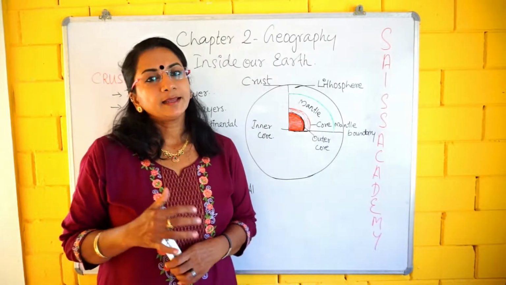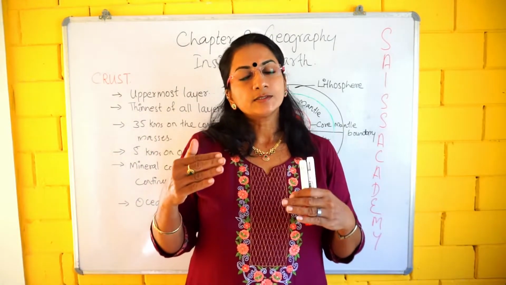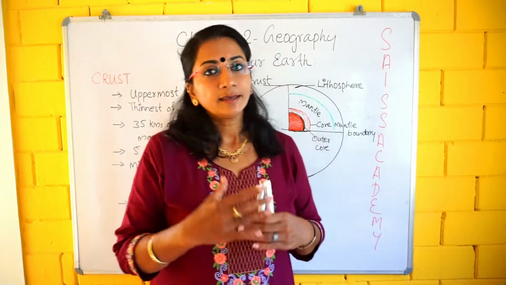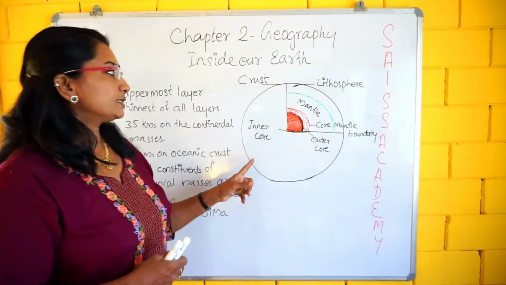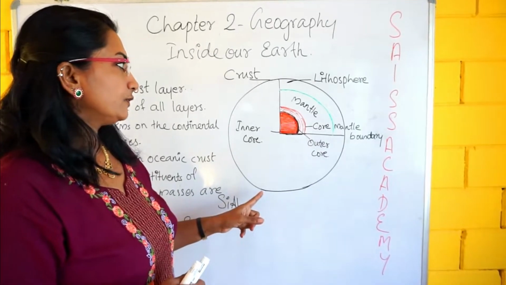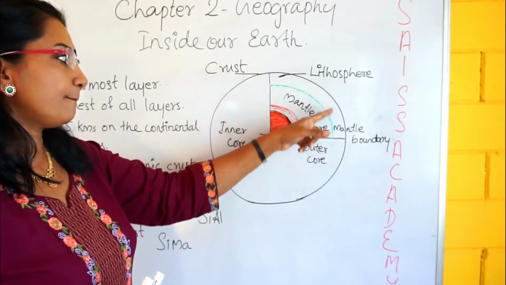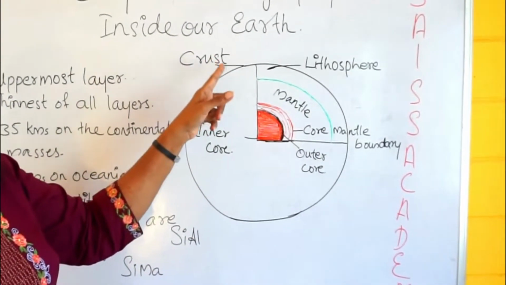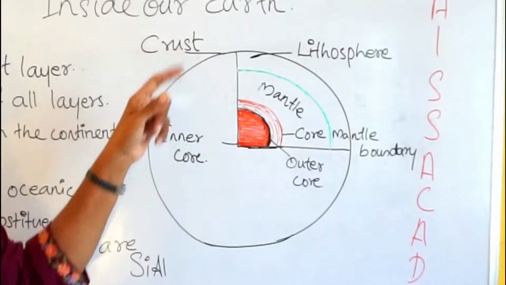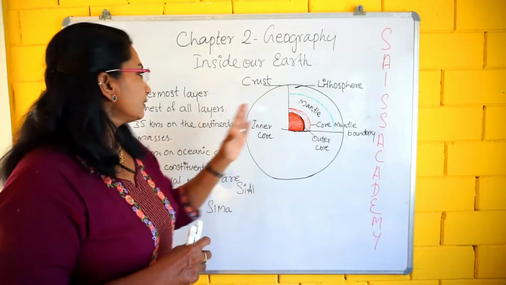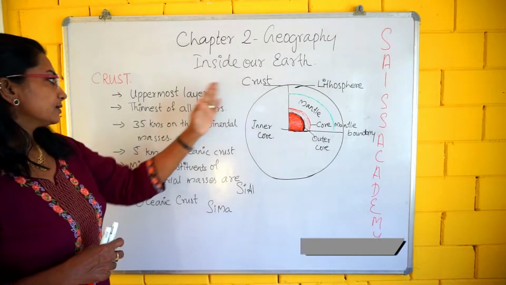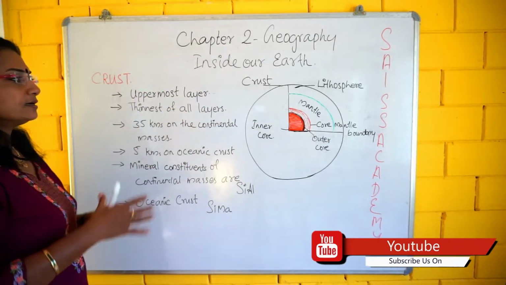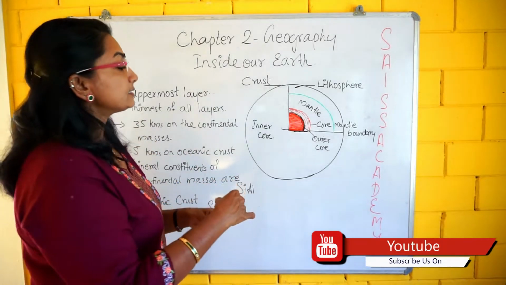Okay children, like the onion, we saw some major layers of the earth in that video, isn't it? So, look at this picture. This is the picture of the earth and this is the uppermost layer. The uppermost layer of the earth is called the crust. But this crust is the thinnest of all layers.